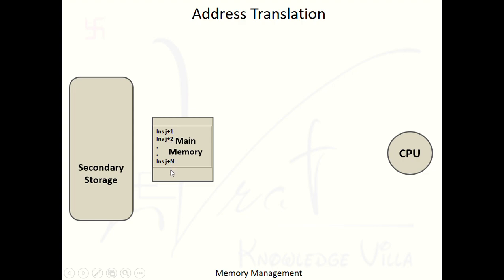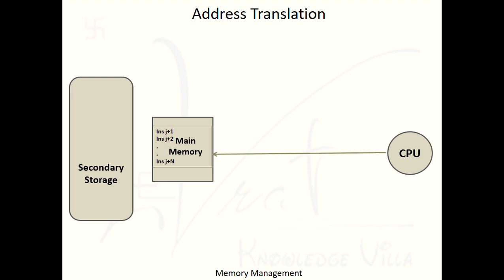Whenever the CPU starts searching, it will search from I plus 1, whereas the data is actually stored at J plus 1. So there is a need to convert the address I plus 1 into J plus 1. This is address translation. Let's see how we can do this.